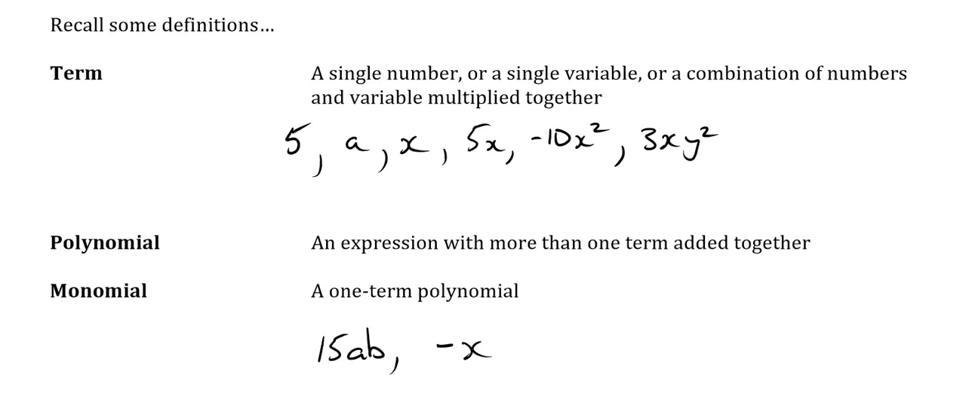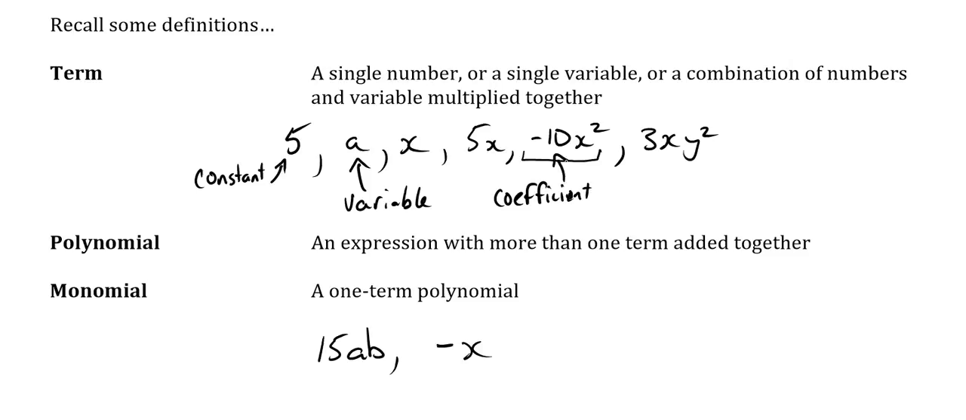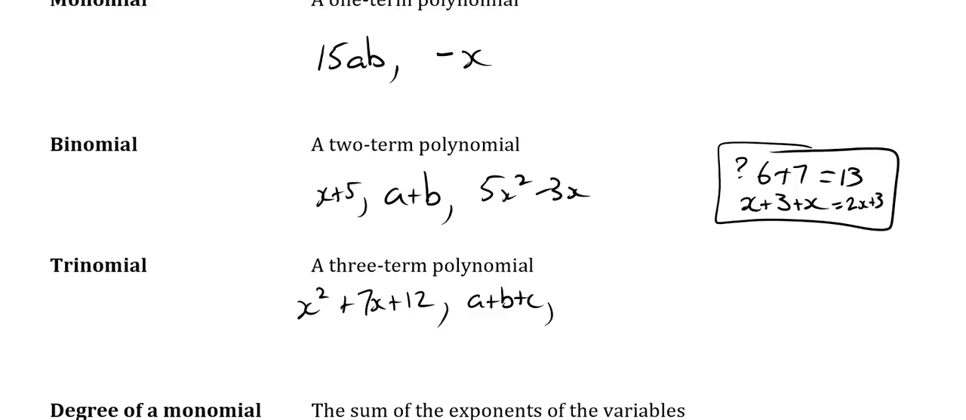Just coming back up here for a minute. This is called a constant term because it just has a number, and obviously this is a variable term. And then terms that are a mix of the two have a number part, which we call a coefficient, is the negative 10 there, and then they also have a variable part, which is the x squared part there.